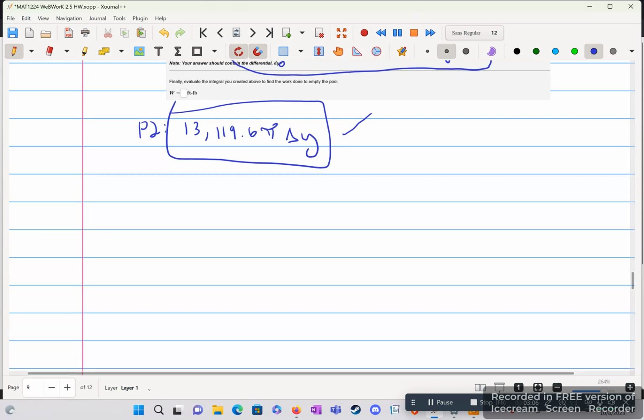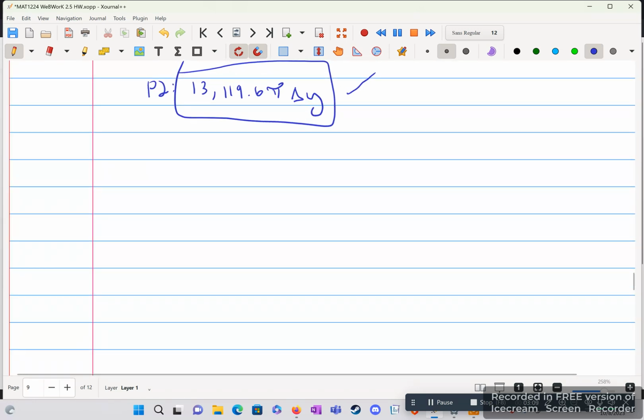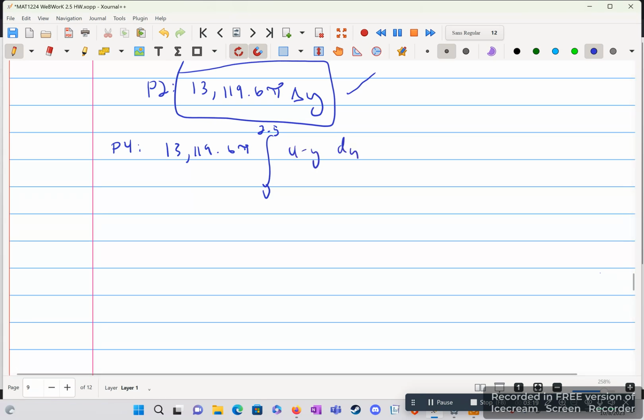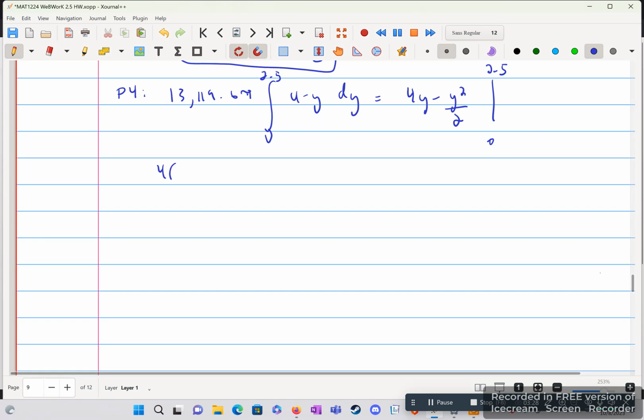Lastly, we just have to evaluate the integral of part 4. So pull the constant outside, the integral from 0 to 2.5 of 4 minus y dy. Using the power rule, we have 4y minus y squared over 2. Bounds of integration. Plug that in. The zeros are just going to cancel everything out.